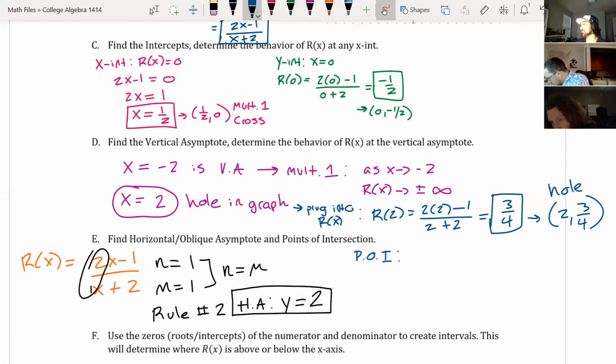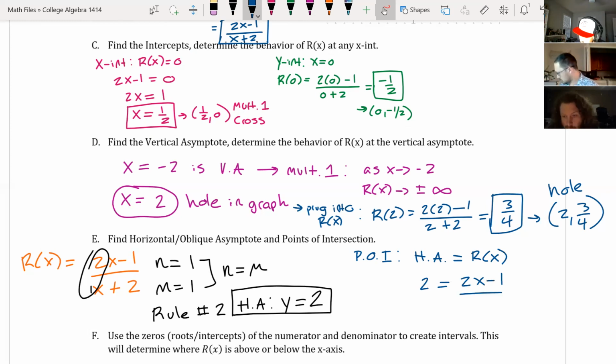Once again, we want to know, does the horizontal asymptote intercept the function? So we take the horizontal asymptote and set it equal to our function. The value of our horizontal asymptote is 2. Our function is 2x minus 1 over x plus 2.